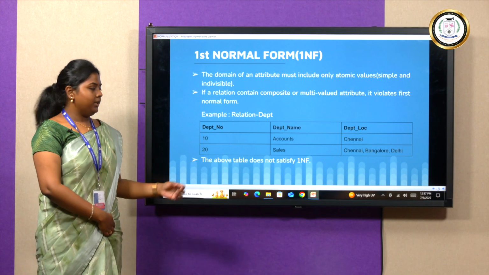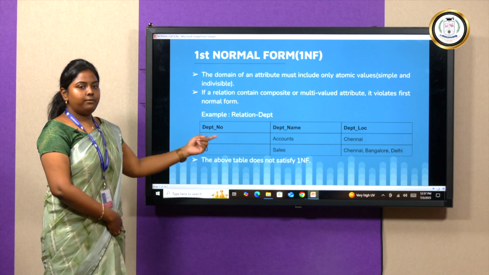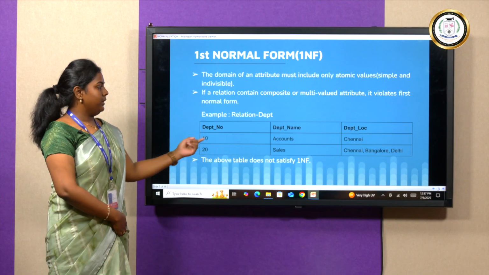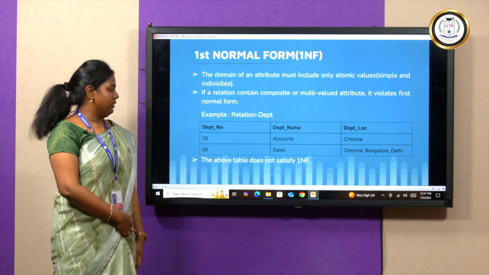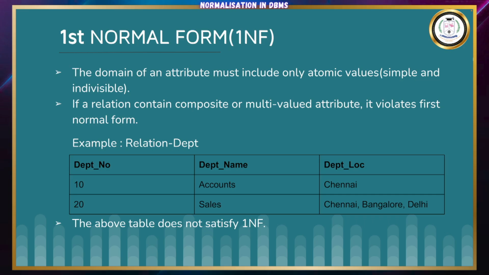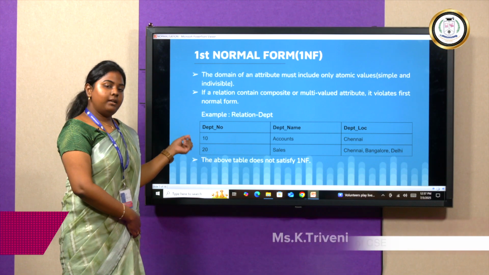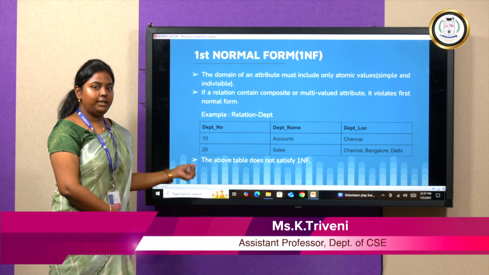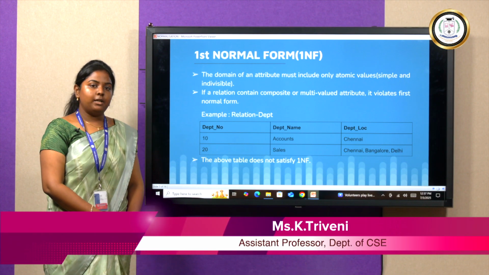I have a relation here called department. I have three different columns: department number, department name, and department location. We have two different departments and two different names, and we have three different locations in a single department number. As I said, it violates the rule. We should not have multi-valued attributes. We should have only atomic values.